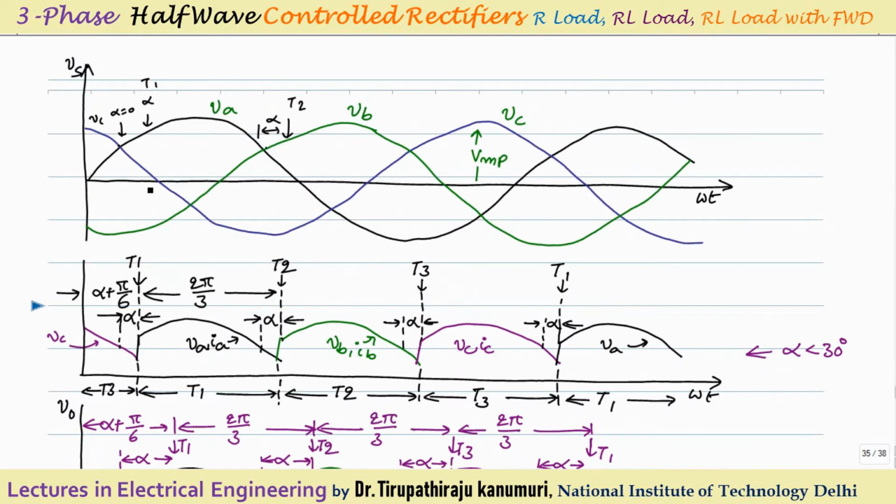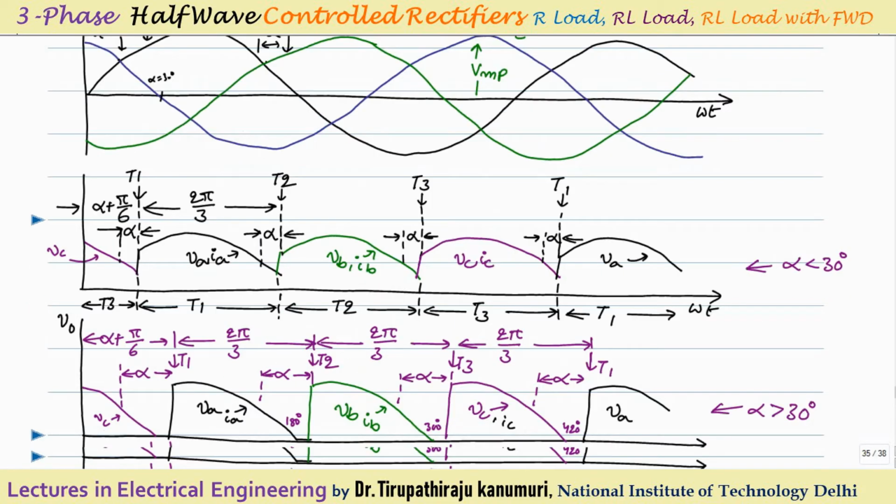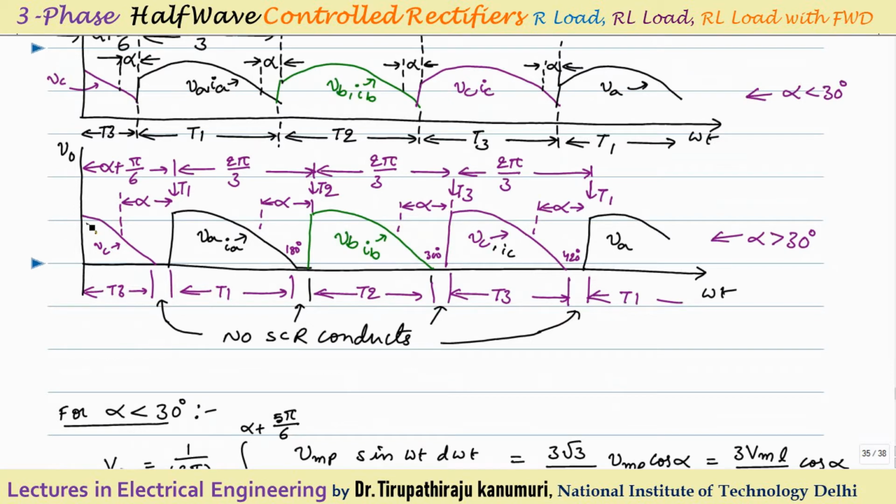So what will happen? As you are increasing the value of the firing angle, let us assume alpha is equal to 0. So this instant will be at alpha equal to 30 degrees. So up to here Vc is conducting, then Va will come. So 30 degrees is the critical value. If you are increasing greater than 30 degrees, what happens? At omega t equal to 60 degrees, automatically thyristor 3 will stop conducting, because after this the voltage becomes negative, so it gets reverse biased. Because it is a pure resistive load, it will stop conducting, and when thyristor 1 is fired again, then it will start conducting again.